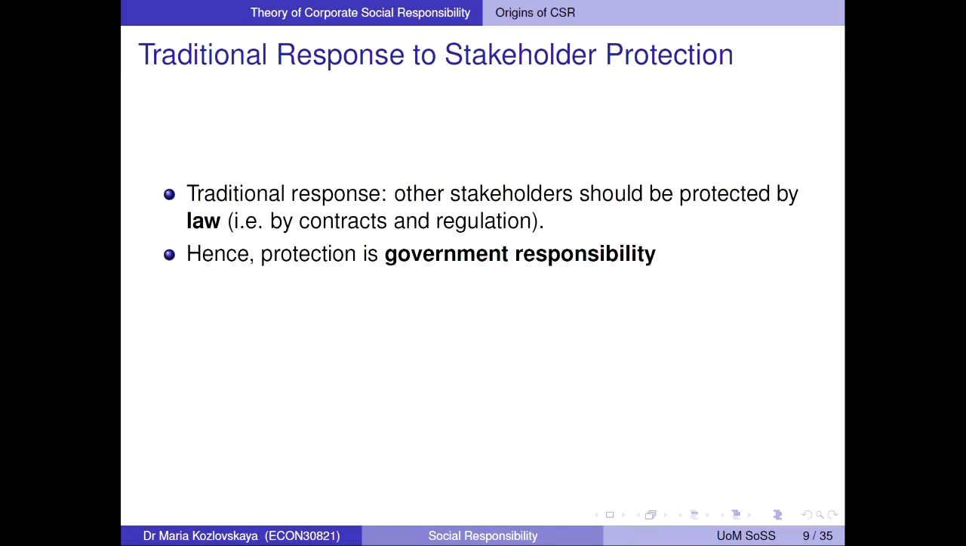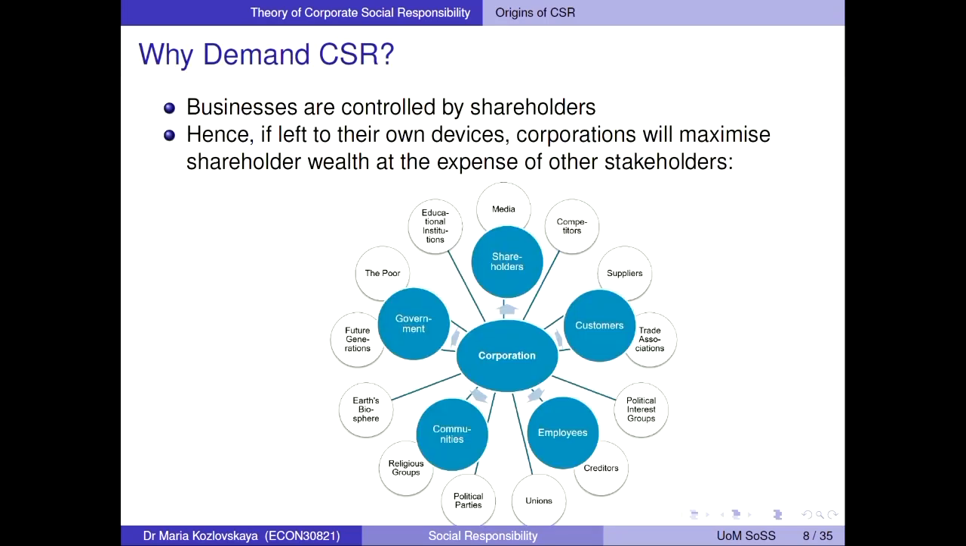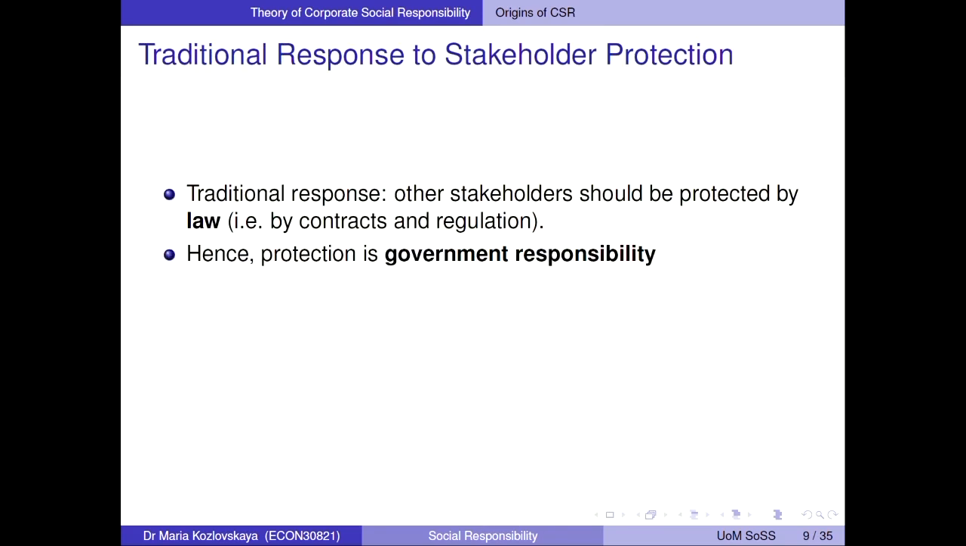So we want someone to protect other stakeholders, employees, consumers. We want to protect consumers from corporations selling them low quality or unhealthy or dangerous goods, for example. We want to protect the environment from corporations polluting it. We want to protect creditors from corporations defaulting on their debts and so on. So the obvious way is to protect those stakeholders by regulation or by law. And governments do quite a lot of regulation in this sense. We know that labor law is very developed in most countries, and environmental law as well.